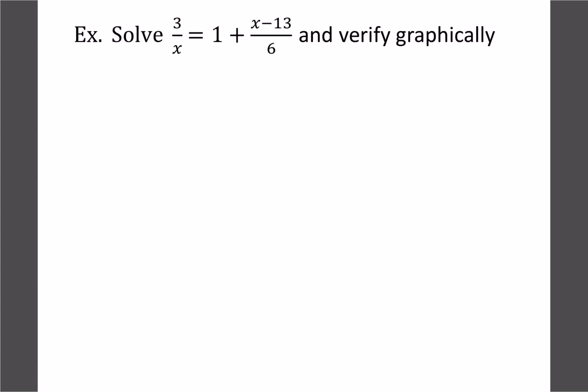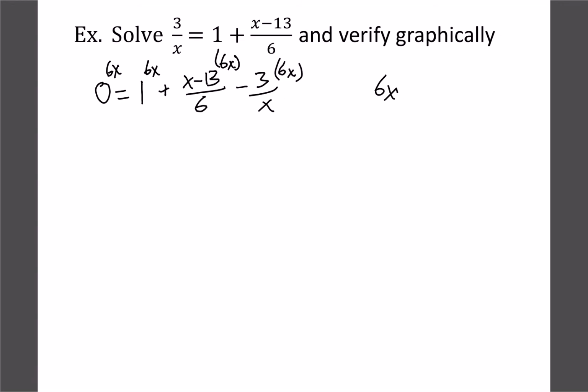So let's do a couple examples, and that'll be it. So this first one, you can see everything's factored. It's good. So all we want to do is make it equal to 0. So let's make it 1 plus x minus 13 over 6 minus 3 over x. So now in this case our common denominator is going to be 6x, right? Both of the bottoms. So we need to multiply everything by 6x. So 0 times 6x, 1 times 6x, this one times 6x, and the last one times 6x.